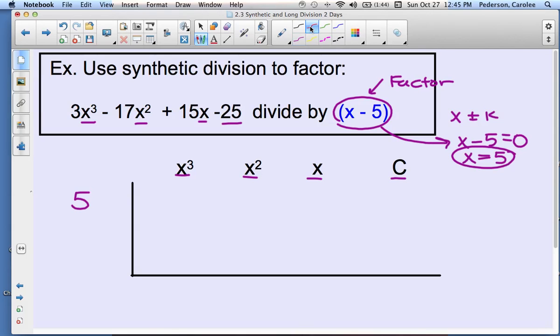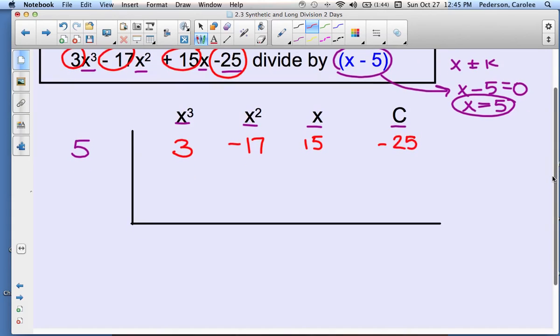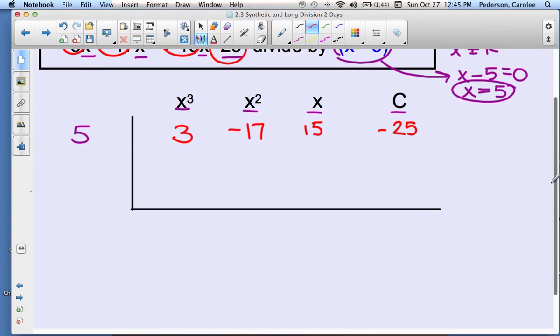Now we're going to go ahead and write down what those coefficients and constants are. So our 3 is going to go right here underneath the x cubed. Our negative 17x squared is going to go under the x squared term. The 15 is going to go underneath the x spot. And then here is our constant, minus 25. Now we're set to do our synthetic division. You may just want to watch this process in its entirety and then go back and write the problem yourself.